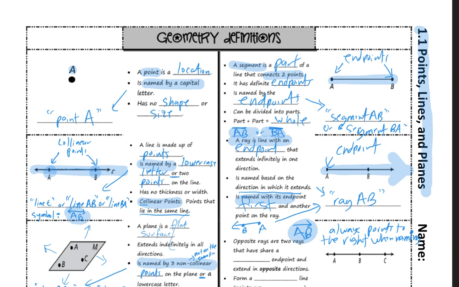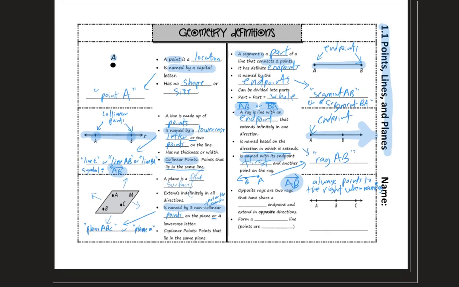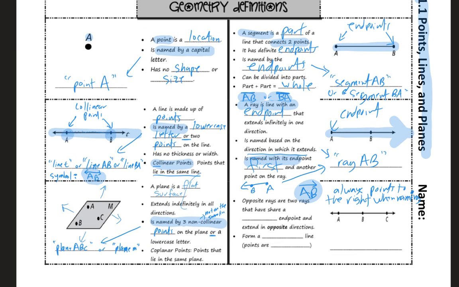Okay, so when we give it a name, we're always going to point to the right. Okay, so that's one thing that'll come up in our practice. All right, so now let's go to our last term that's on here, which is opposite rays.